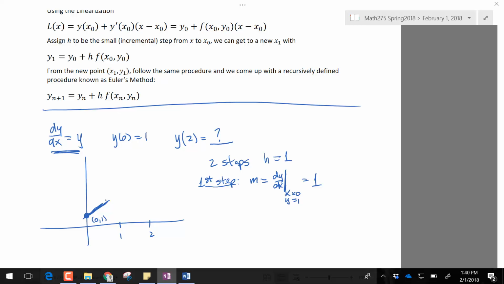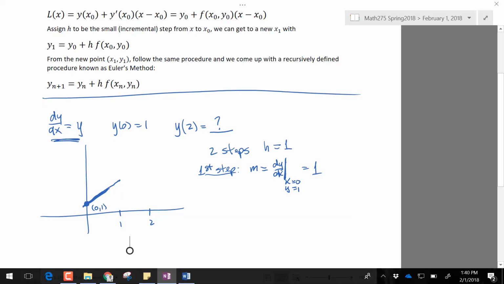So from there, I'm going to have a slope of 1. And what I'm interested in is where this is going to get me up to my next point. Does that make sense? Up to my next point.